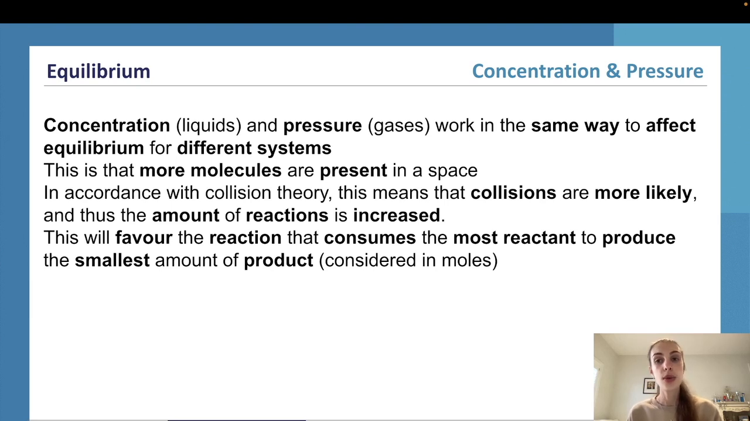And then another important thing to consider with pressure is that if both sides of the reaction have the same number of moles of gas, then there's going to be no effect of pressure on the position or movement of equilibrium, and so the system will just remain at equilibrium when that occurs, because it can't favor either side of the reaction if they both have the same number of moles of gas.